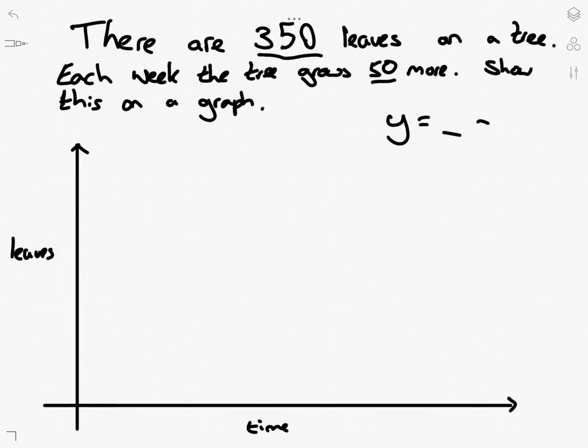So we're going to have y equals something x plus something. Well, we're starting with 350 leaves. So that's our intercept. And we're going up by 50 each week. So that's it. Because we're going to do time in weeks to make it easy for ourselves. So let's do 1, 2, 3, 4, 5, 6, 7, 8, 9.